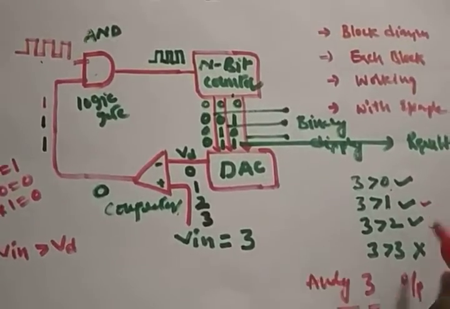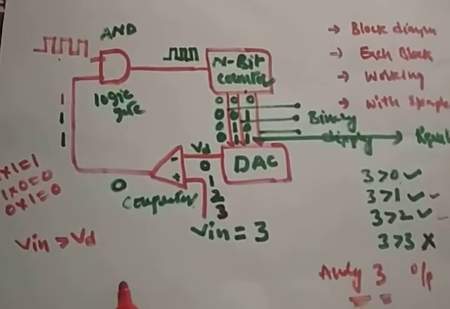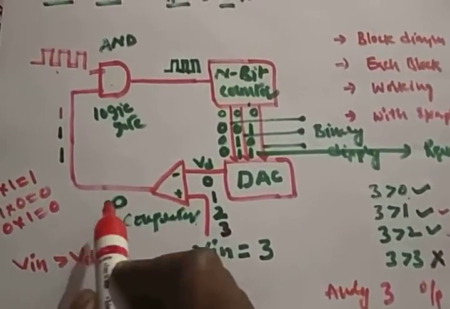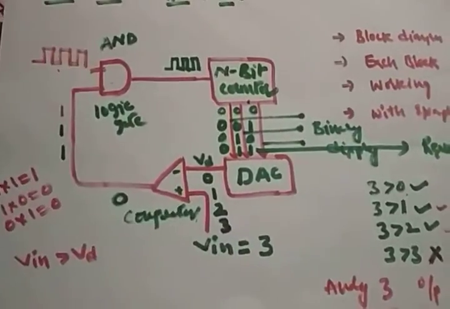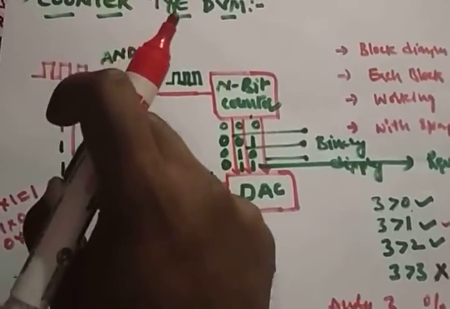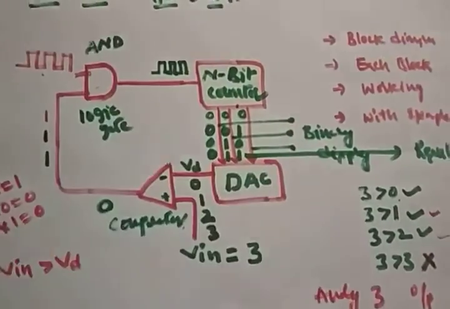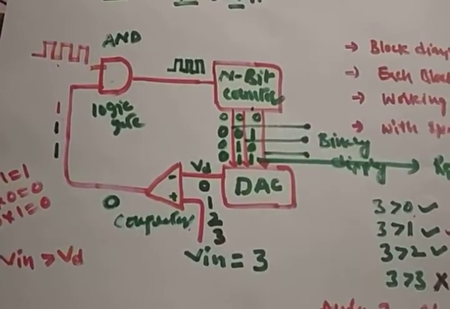Is 3 greater than 3? Is it true? No, it's false. Then the comparator will show reset at the AND gate pin. If it is reset, it means one input is high and the other is 0. Is there any clock pulse from the AND gate? There is no operation of the AND gate.